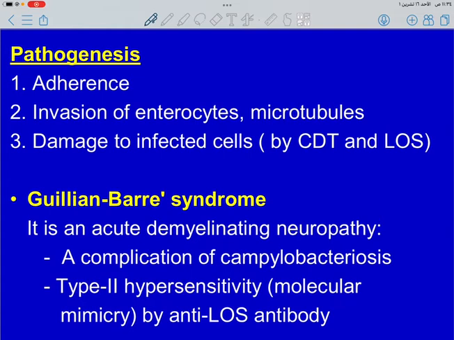Guillain-Barré syndrome is an acute demyelinating neuropathy. It's a complication of Campylobacteriosis. It is type 2 hypersensitivity due to molecular mimicry, similarity of molecules, by the anti-lipo-oligosaccharide antibodies.